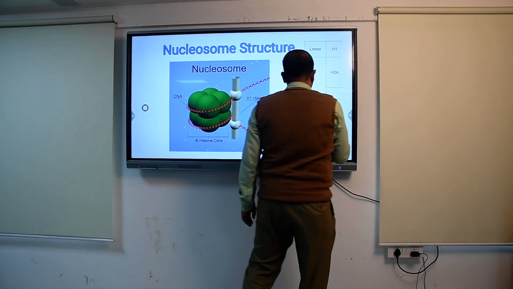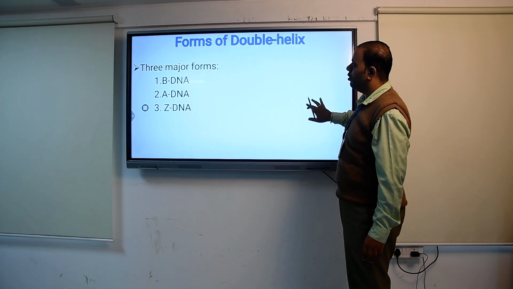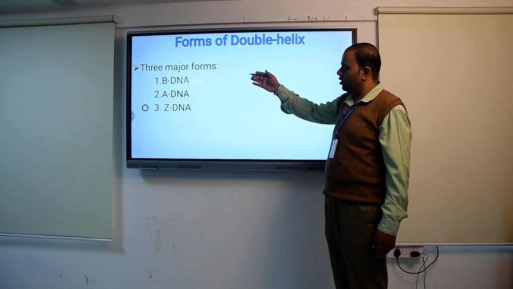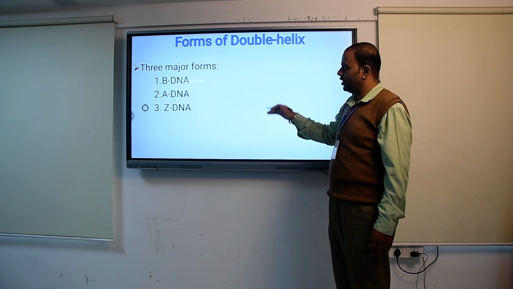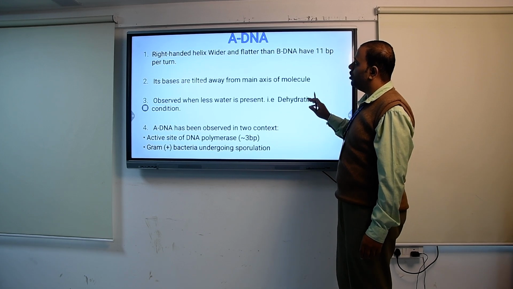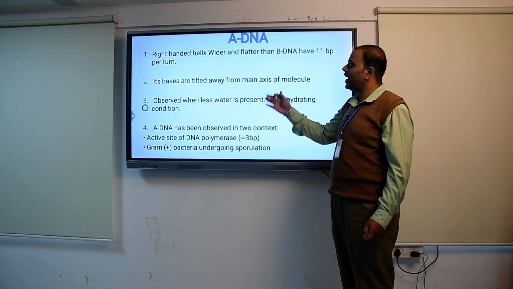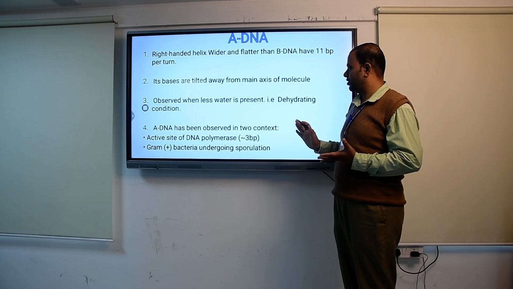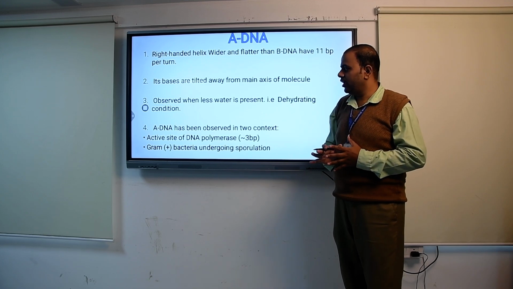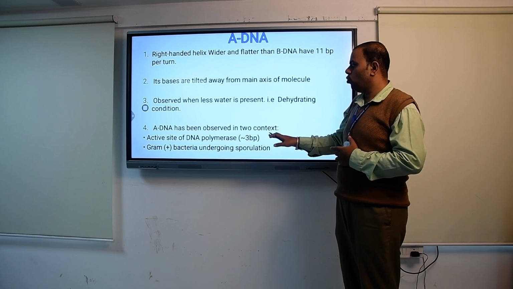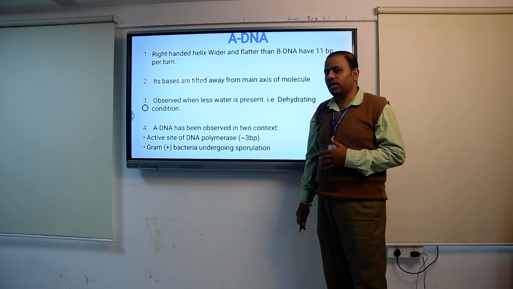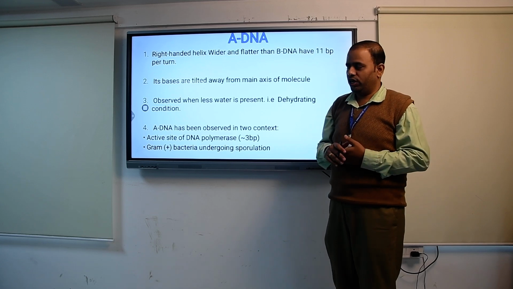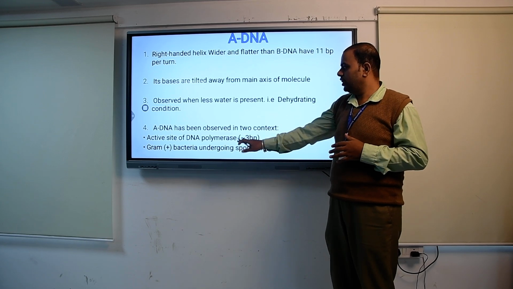So now let us see what are the different forms of DNA. There are 3 different forms of DNA: B type, A type and Z type. Now let's see one by one what are the different forms. First of all, let's see the A type. It is a right-handed helix. It is much wider and flattened. Bases are away from the major axis, and it is present in dehydrating condition. It is observed in 2 contexts. First, when the active site of DNA polymerase is present, or in gram-positive bacteria which are undergoing sporulation. So A type DNA is present in these kinds of conditions.